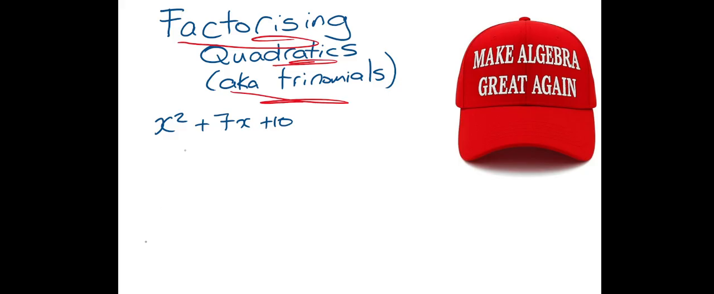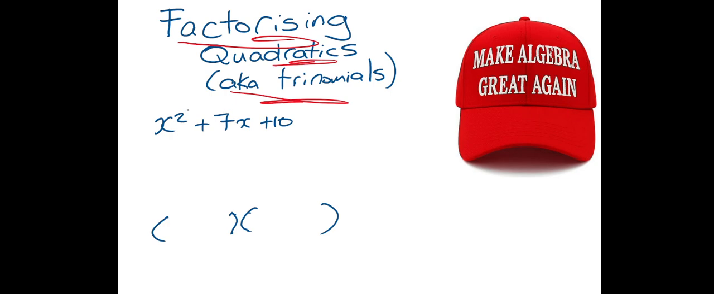We want it in the form x squared plus 7x plus 10. I made a bit of a hash of those brackets. Okay, we want to turn that into some form.